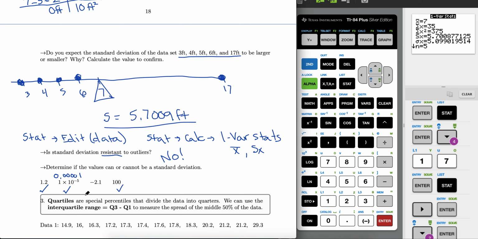100, sure, large variability. Negative 2.1, definitely not. Standard deviation can never be negative. We're squaring values and taking the square root, so standard deviation cannot be negative. That's the big takeaway here. All right, keep your calculators out for the next video. We've seen some improvement with this measure of spread, average distance of points to the mean, but we did see that it's not resistant to outliers. So let's keep working here.